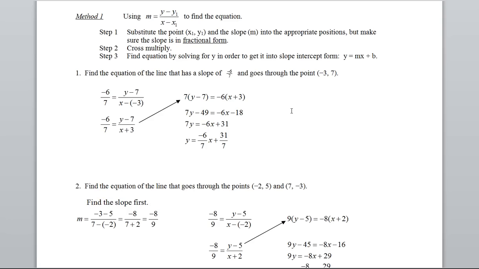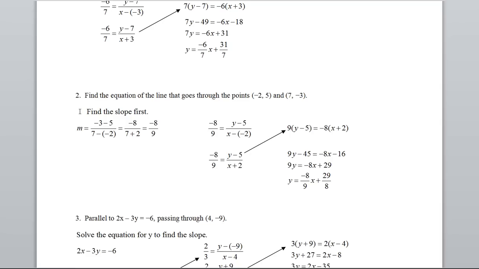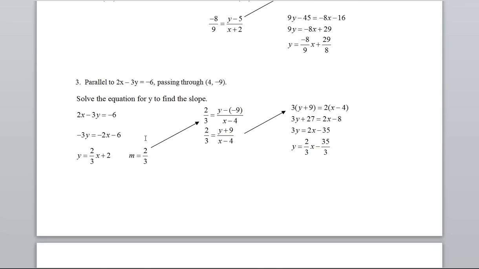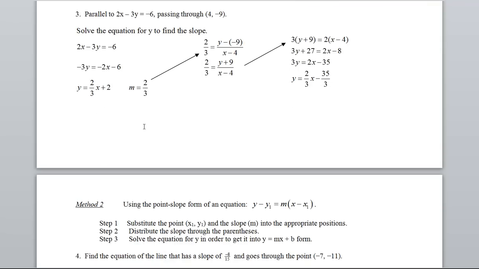So this is all 3 examples of using your slope formula to find the equation of the line. But you've got to have slope, you've got to have a point. And in problem 2 and 3, they were a little bit more difficult because I had to go find my slope first. But then I proceeded like I did earlier. Now that was method 1. Let's look at method 2.